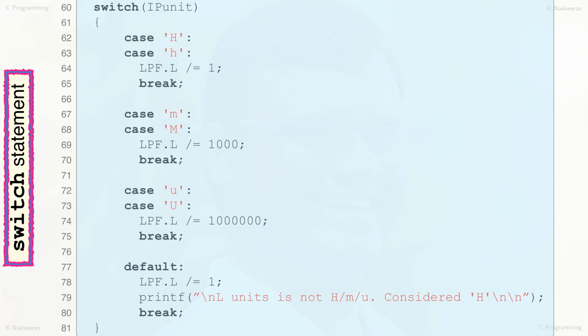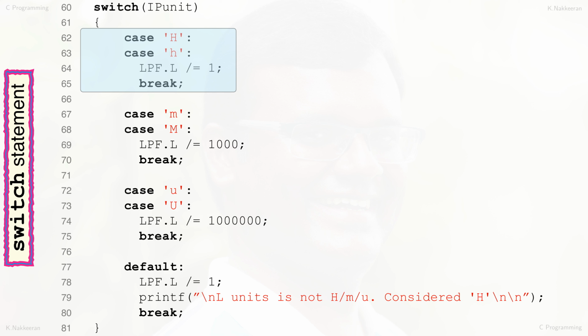Lines 60 to 81. Of the entire set of switch statement lines written to check the IP unit character variable alphabet is either H or M or U, and appropriately the L value is rescaled to the basic unit value of inductance. Lines 62 to 65 are the complete set of lines written for the character H checking case for the IP unit character variable of the switch statement.